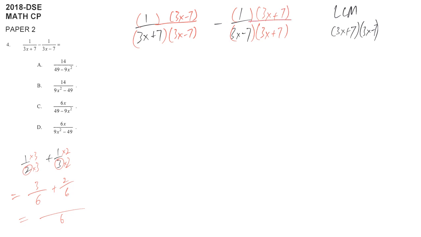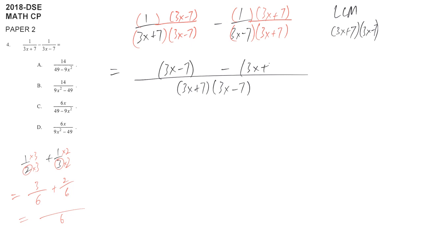This logic is a little bit like when you're handling equations. Do the same thing on both sides, so left and right are the same. We find that this is 3x plus 7 times 3x minus 7. So both of them we times 1, that means unchanged. This is 3x minus 7, and this is minus 1 times 3x plus 7.